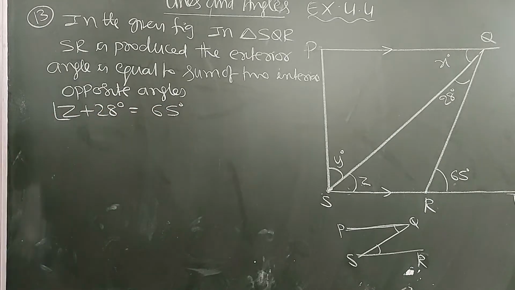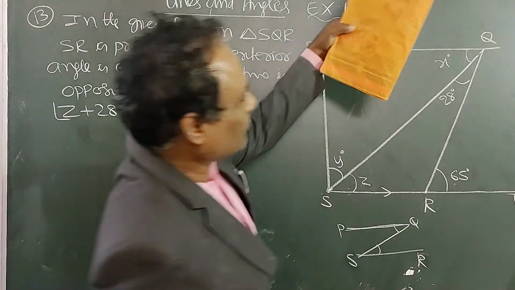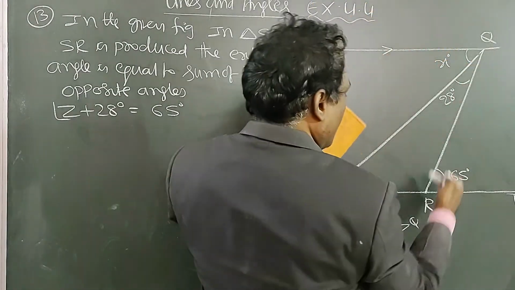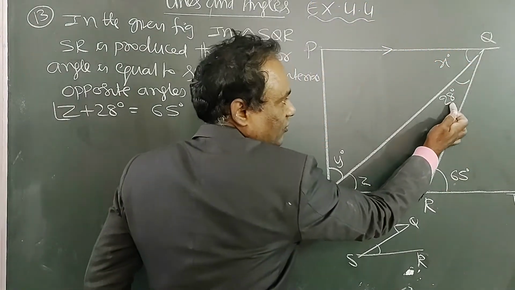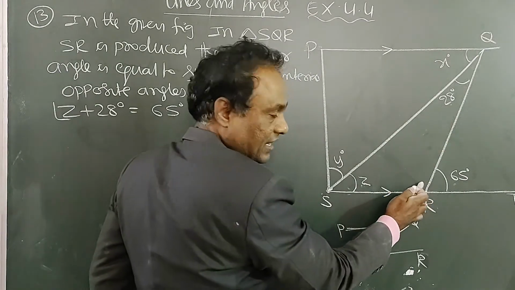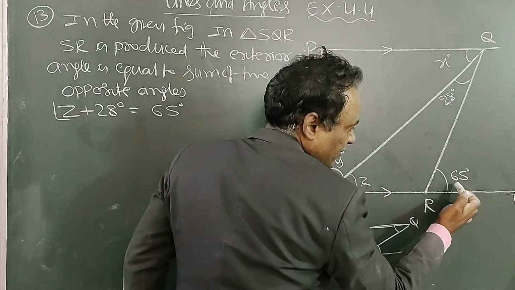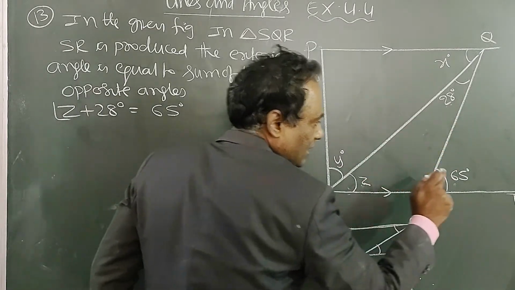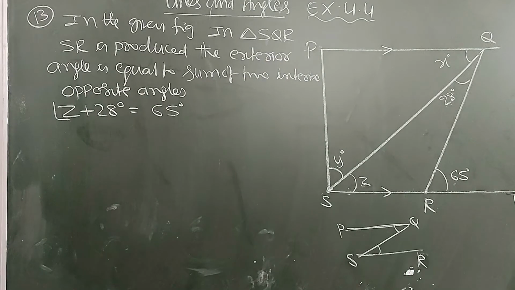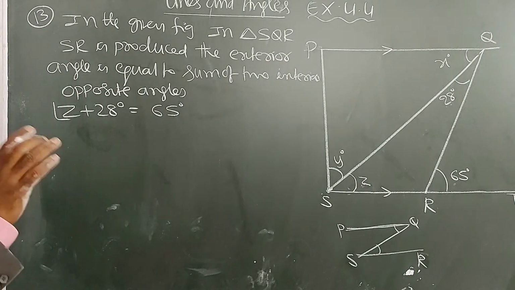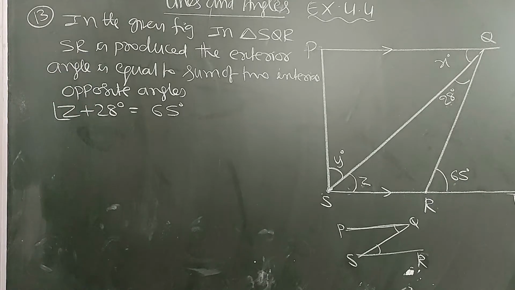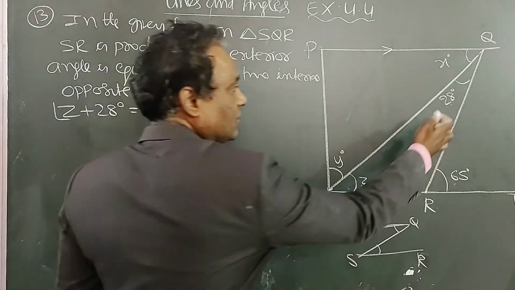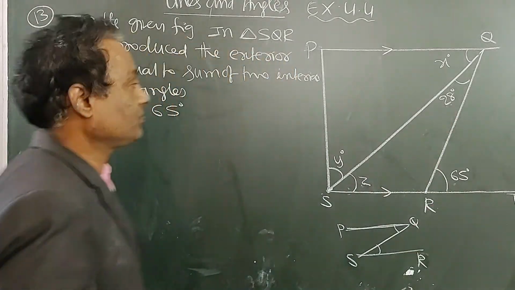See students, see this diagram. Forget about everything, only concentrate on triangle SQR. This is one angle, this is another angle. This side is produced. This exterior angle is equal to the sum of the two interior opposite angles. This angle plus this angle is equal to 65. This is an important concept we use throughout this chapter, and only one extra concept we studied for this exercise. The remaining we used in the previous exercise also.